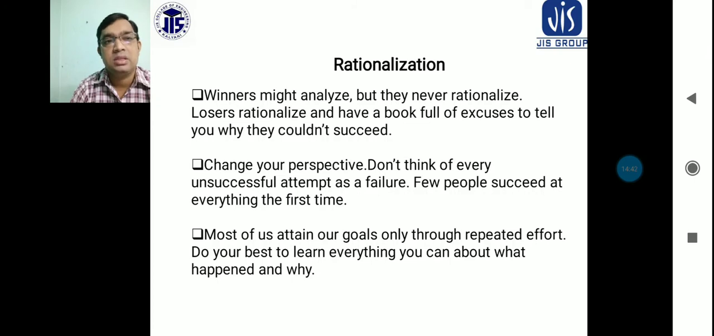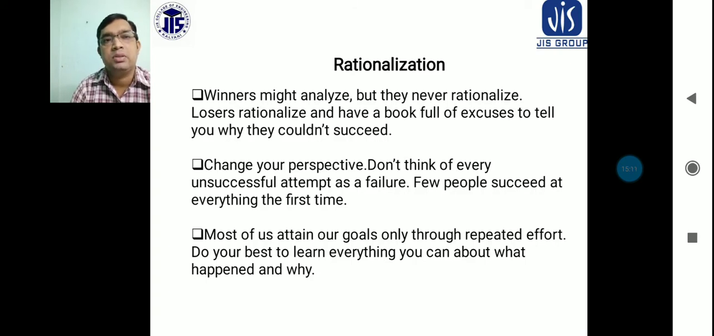Few people succeed at everything the first time, and a few people succeed every time. You can see this in your real life problems, and with your friends, your relatives, and different fellows, who may get success on the first attempt. But you cannot always get success on the first attempt. More attempts will also record your success in life.